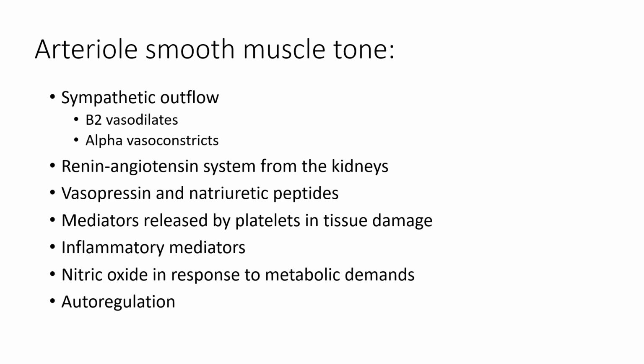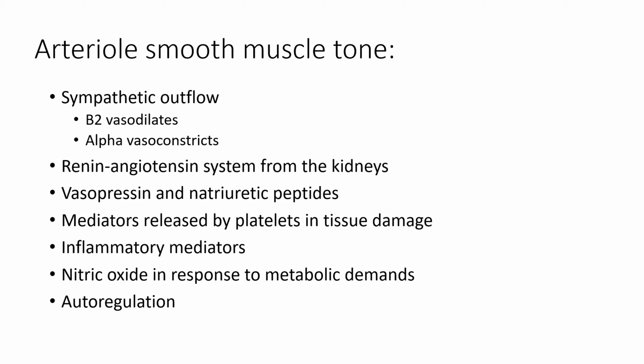The precapillary arterioles, remember the ones that we spoke about with the smooth muscle that can dilate and constrict, control blood flow according to their smooth muscle tone. Arterial smooth muscle tone is under the control of numerous mediators and factors. Firstly, sympathetic outflow, where stimulation of beta-2 receptors causes vasodilatation, and stimulation of alpha receptors causes vasoconstriction. Then the renin-angiotensin system, which is mediated via the kidneys. Vasopressin and natriuretic peptides also have an effect.